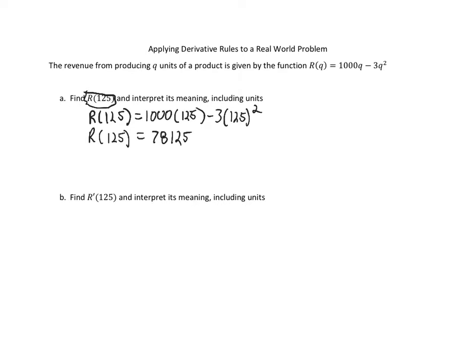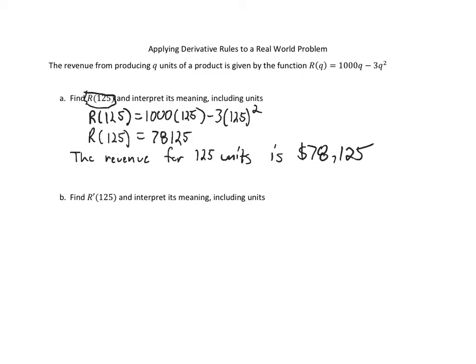So that is the original function. The original function tells you revenue for some Q items or Q units. So what this number is telling us is the revenue for 125 units is $78,125.